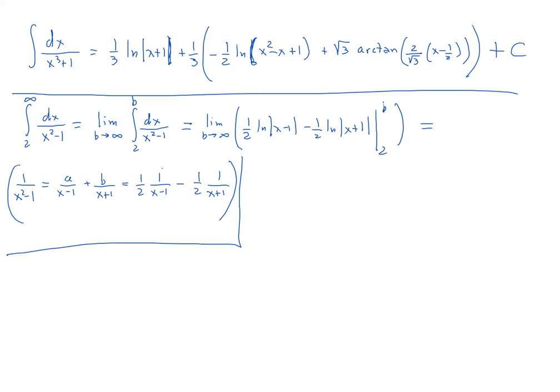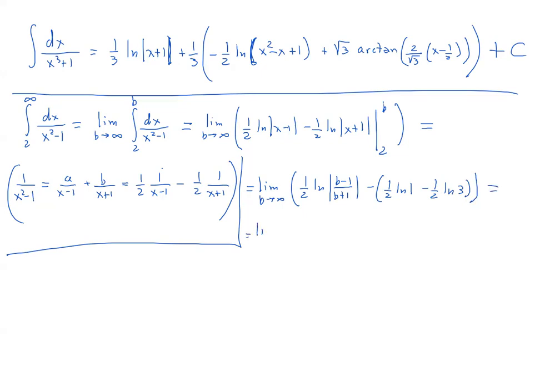You're going to get the limit as b tends to infinity. Let's write this as 1/2 ln, applying the properties of the logarithm. So this will become b minus 1 over b plus 1. Remember that the difference of two logarithms is the logarithm of the quotient. And if you plug in 2, you will get 1/2 ln of 1 minus 1/2 ln of 3.